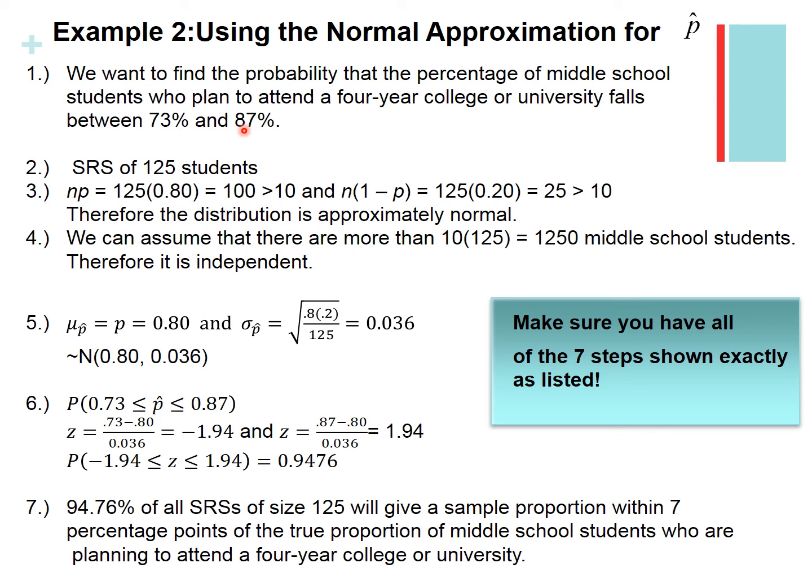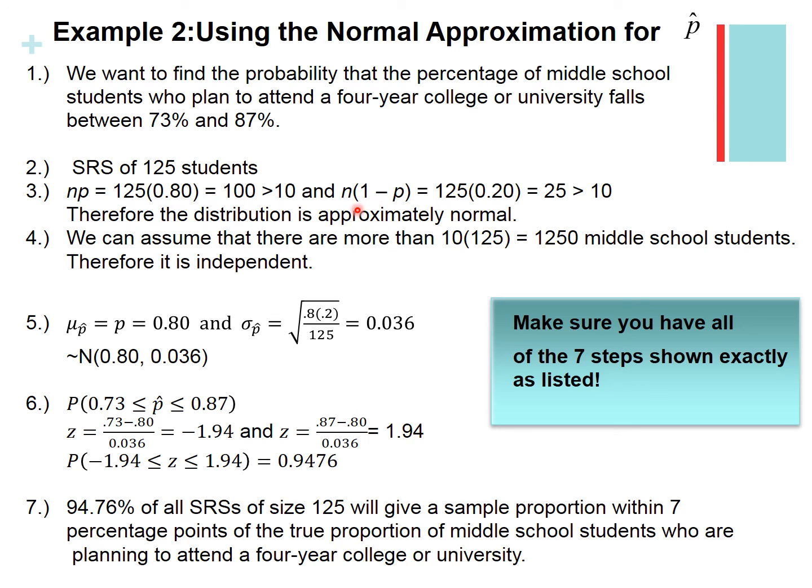Step number 2 is it has to be a simple random sample. Why? For inference. In order to make any conclusions about the population, it has to be a simple random sample of 125 students. Let's prove it's approximately normal. np, so 125 times 0.8, our number of students times our successes, is 100. nq, our number of students times our failures, 125 times 0.2, is 25. Those are both greater than 10. Therefore, it's approximately normal. Make sure you show the work and state it's approximately normal. There's no point in showing this work if you don't state approximately normal.